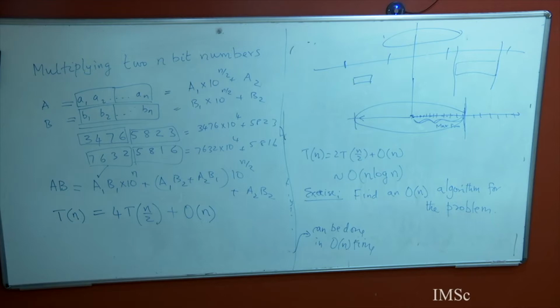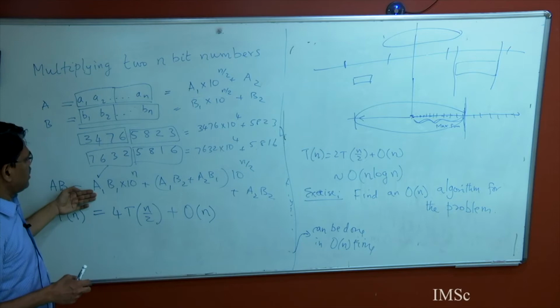Okay, so a natural attempt. I'm not sure that this is going to give us the best algorithm, because we have to analyze this and find the solution for this recurrence relation. But a natural thing to do is to divide it into two halves and then realize that your product is nothing but this, this, this, this.